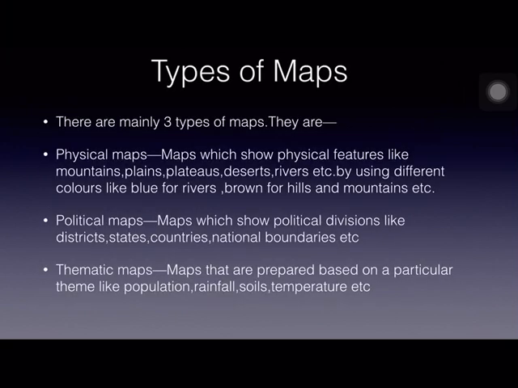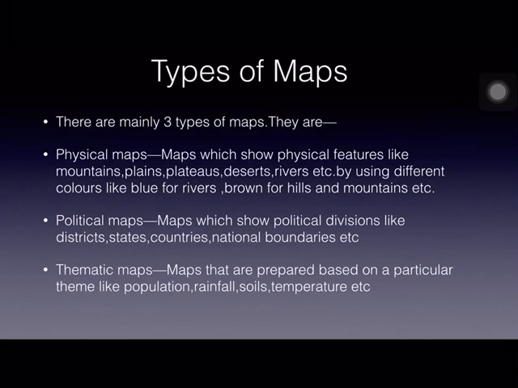Now, let us see the different types of maps. Mainly, there are 3 types of maps. And they are physical maps, political maps, and thematic maps. What are physical maps? Maps which show physical features. What are physical features? Mountains, plains, plateaus, deserts, rivers. All these are physical features of a country or a state. So, these physical features are shown in a physical map.